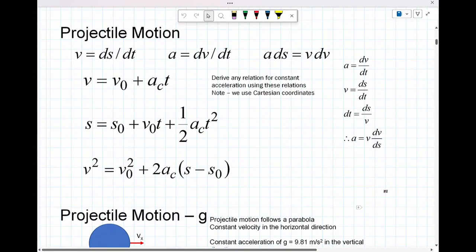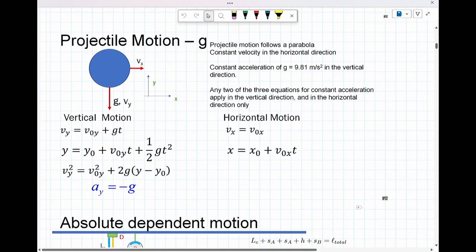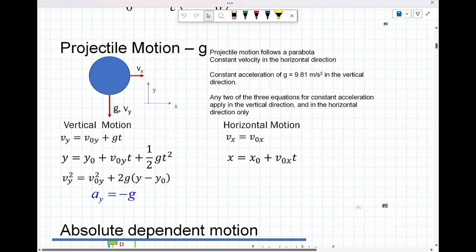Projectile motion: we just took the idea of constant accelerations, and from those constant accelerations, we derived a set of equations. The first two come pretty easily. v equals v naught plus ac t, s equals s naught plus v naught t plus 1/2 ac t squared. The last one is derived by recognizing that you can make a substitution for dt in terms of ds over v. v squared equals v naught squared plus twice ac (s minus s naught).